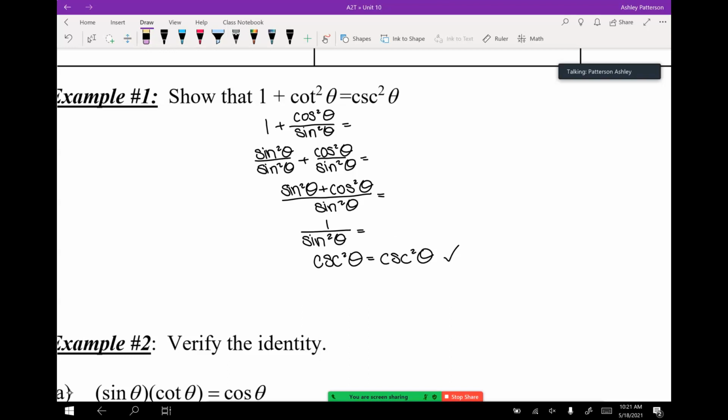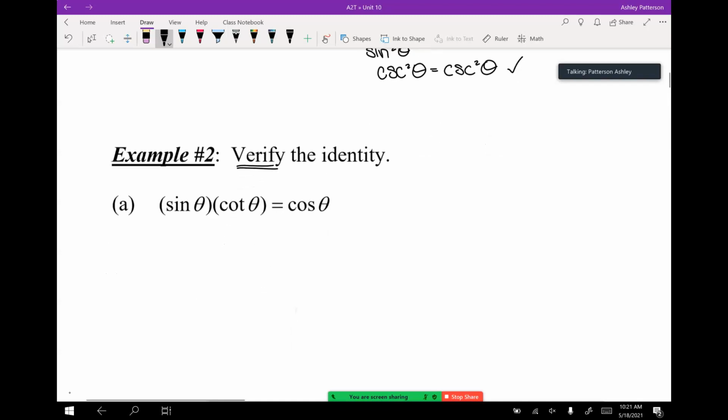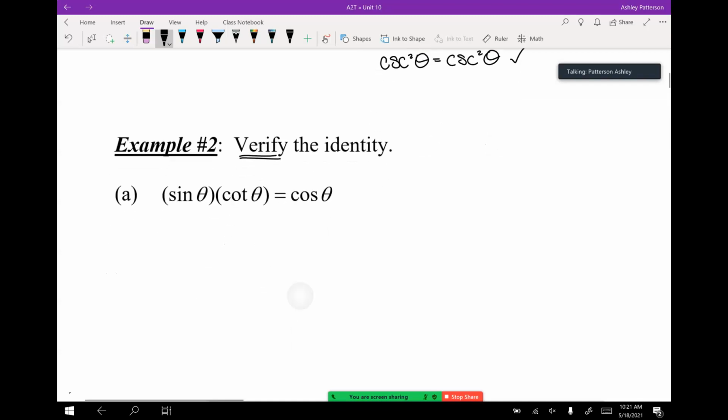All right, example 2. Ooh, hello. Verify. That means we can only work with one side at a time. Okay, well, for A, we have the sine of theta times the cotangent of theta, and it equals the cosine of theta. The left side, again, has more to work with than the right side, so let's work with that side first. See where it takes us.